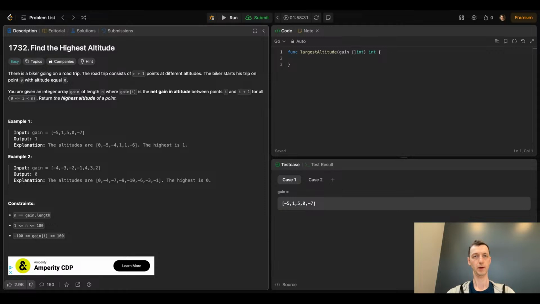Let's try to share the screen if it allows me to share the screen. Yay, we're sharing the screen. Okay, so we're trying to solve this easy level problem.